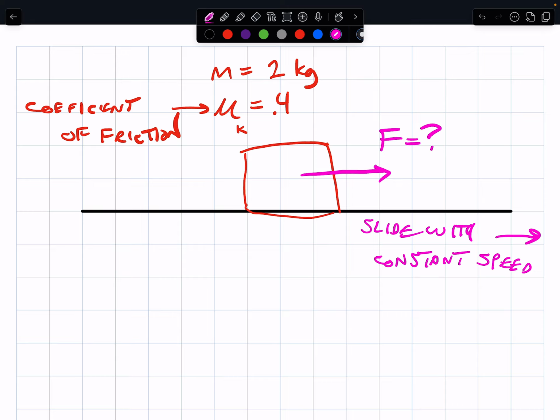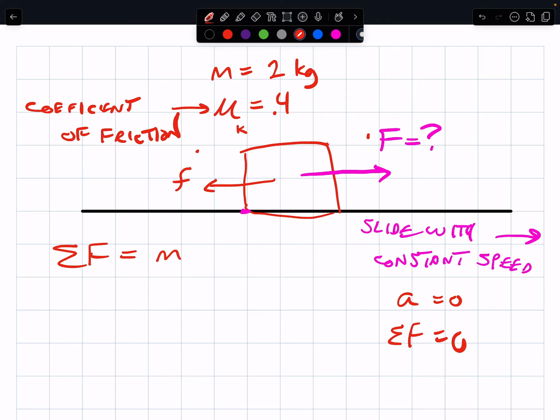So friction is acting in the opposite direction that the box is sliding. So friction is acting, and again, it's between the surfaces here, but I'm going to draw it right here. F. And since the box slides with constant speed, that means that the acceleration is 0. That means that the net force is 0. That means that this F, the applied force, has got to be equal to friction.